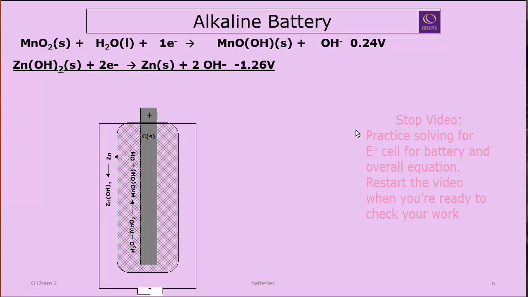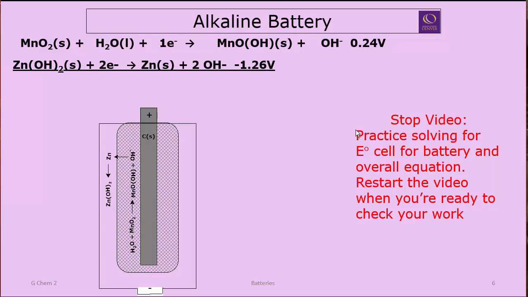I'd like for you at this time to stop the video, see if you can determine which half reaction is going to take place at the anode, which is going to take place at the cathode. Solve for the E cell, and then also rearrange the equation and solve for the overall equation for this cell. And this is a good chance for you to look at the electrons that are transferred in both half reactions, or they don't match. So it's a good chance to use that skill where you multiply through one reaction and see how it affects the overall reaction. So when you're done practicing this, you can restart the video and check your work.